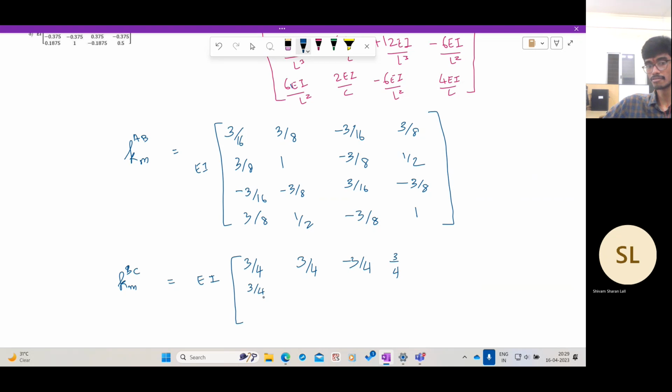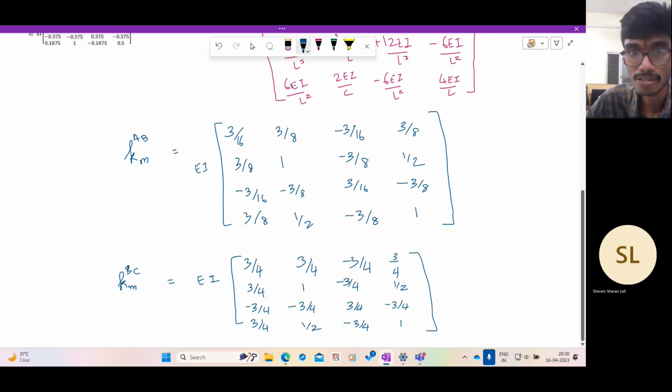Next row is 3 by 4, 1, minus 3 by 4 and half. So as usual, this is the negative of the above. 3 by 4 and minus 3 by 4. The last one is 3 by 4, half, minus 3 by 4. Now the important part here is note that all the beams are horizontal, so we really don't need to transform it to any other coordinate system.